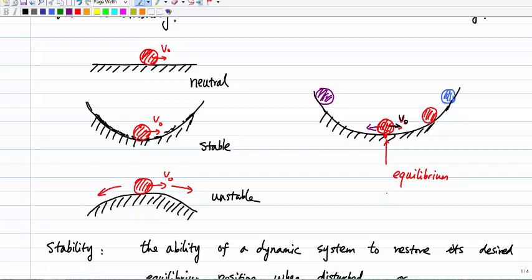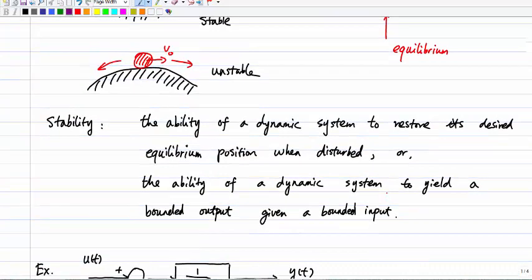If I move this ball to the very right side, like a blue location or the new red location, it will still go back to this location, the equilibrium point. That's why it's stable according to the definition.